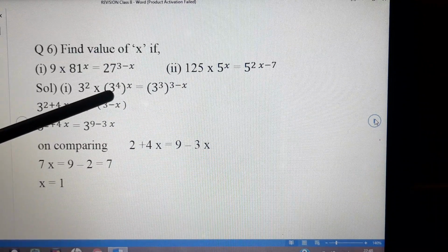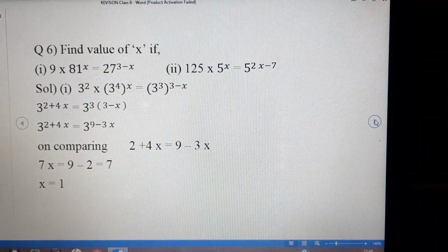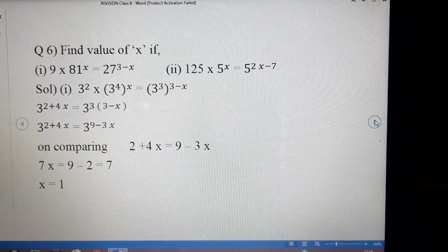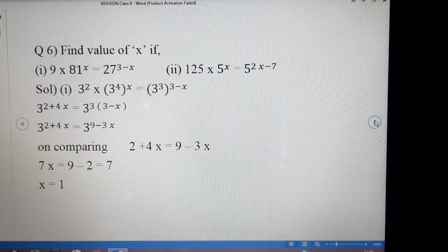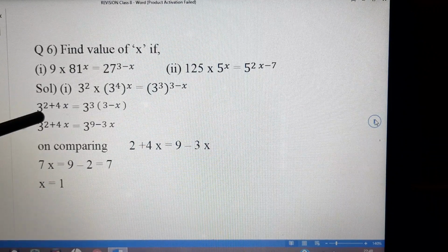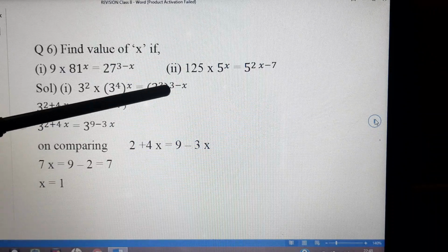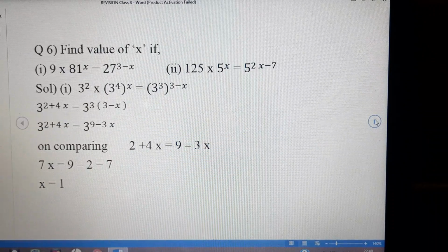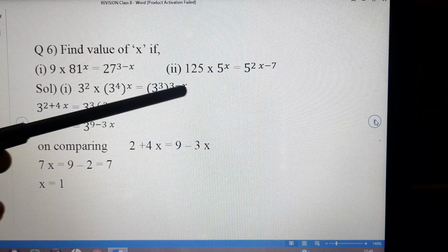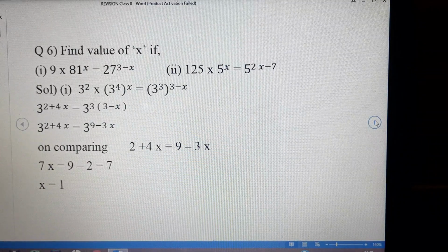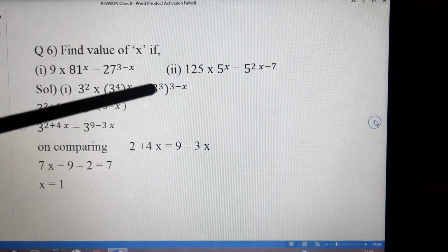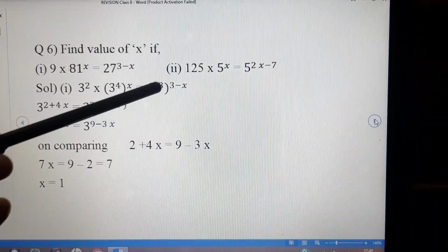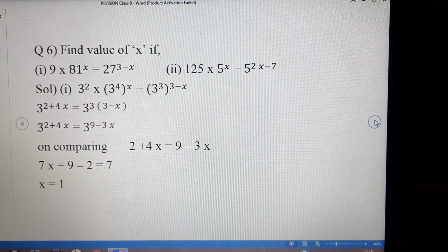Now same base and powers will be added because they are in multiplication. X to the power m into x to the power n becomes x to the power m plus n. So 3 to the power 2 plus 4x. Other side, when we multiply 3 into 3 minus x, 3 minus x is actually in a bracket. So it becomes 3 3s are 9 and minus 3 into x, 3x.